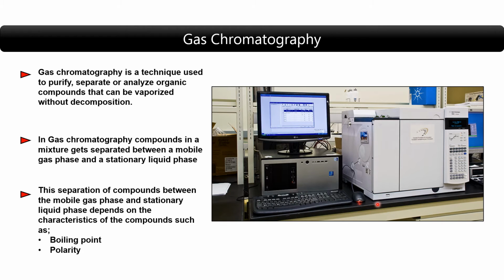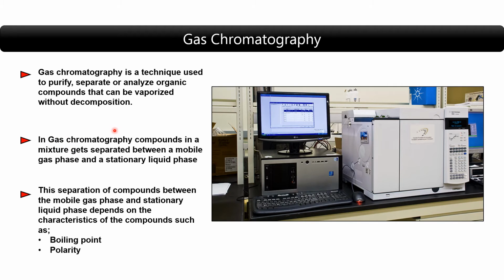So here's a picture of a gas chromatogram, and this technique is generally used to purify, separate, or analyze organic compounds that can be vaporized without decomposing. So we need to convert these samples, we turn them into vapor at a very high temperature. So it's important that these compounds do not decompose at those high temperatures to be able to be used in gas chromatography.